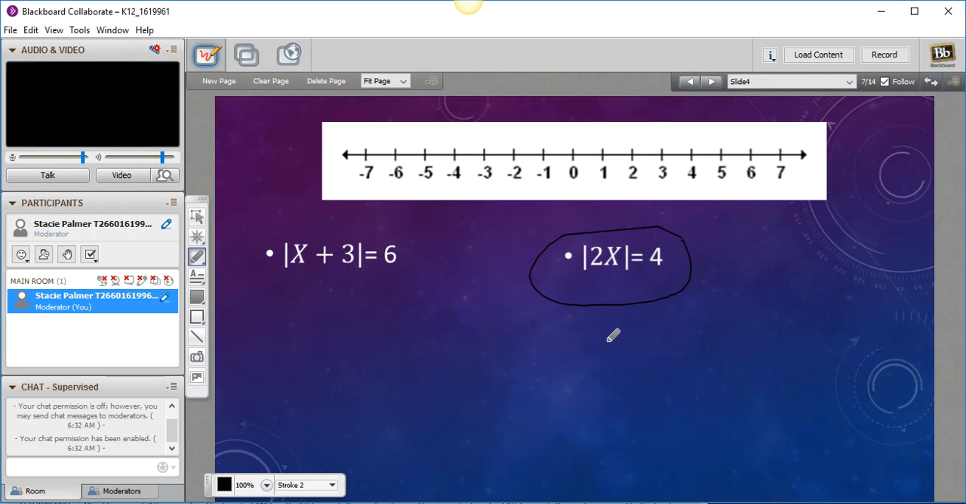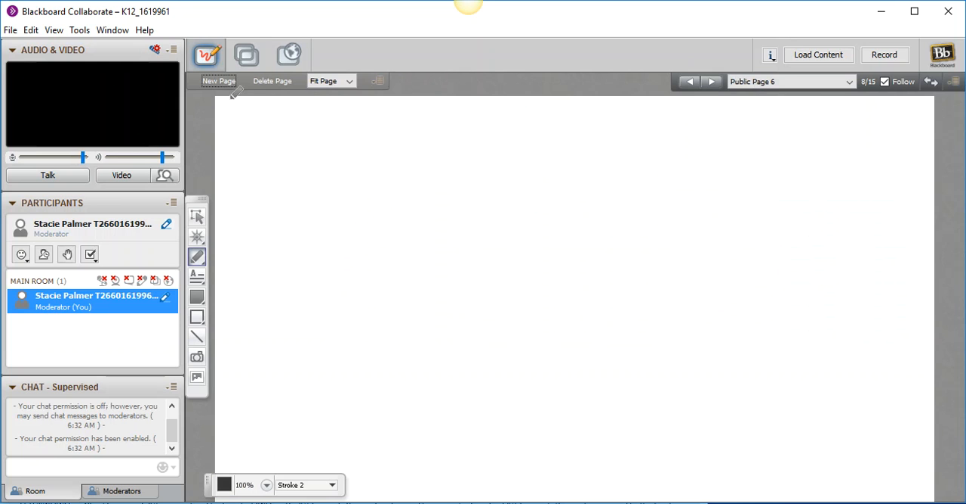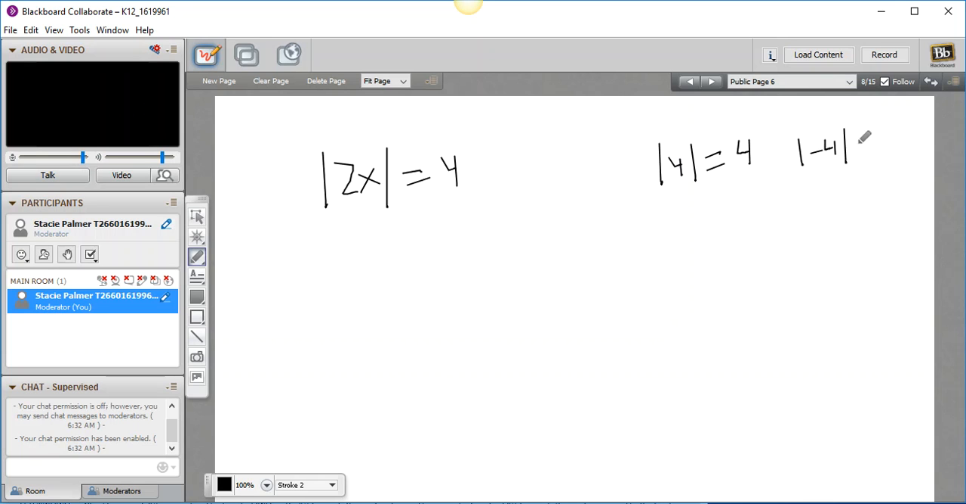So let's go ahead and look at this one right here. The absolute value of 2x equals 4. So the absolute value of 2 times x equals 4. If we're going to solve this for x, we know that the absolute value of 4 is 4, and we know the absolute value of negative 4 is also 4. So we take this 2x and we say, I want to know what the value of x is when we set 2 times x equal to 4, and I want to know what the value of x is when we set 2 times x equal to negative 4.